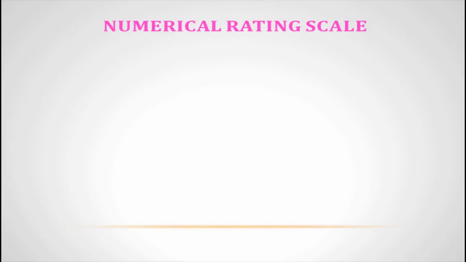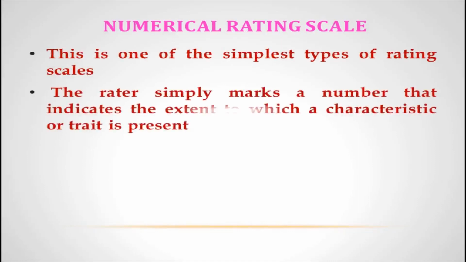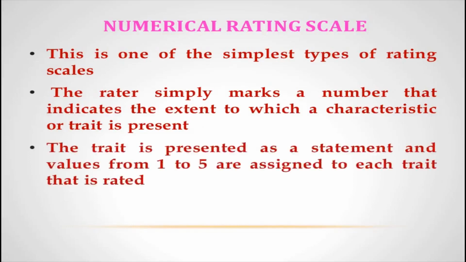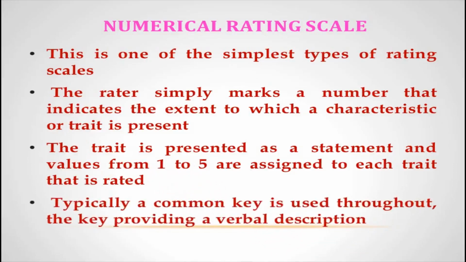Next, let's see about numerical rating scale. This is one of the simplest types of rating scales. The rater simply marks a number that indicates the extent to which a characteristic or trait is present. The trait is presented as a statement and values from 1 to 5 are assigned to each trait that is rated. Typically, a common key is used throughout, providing a verbal description.